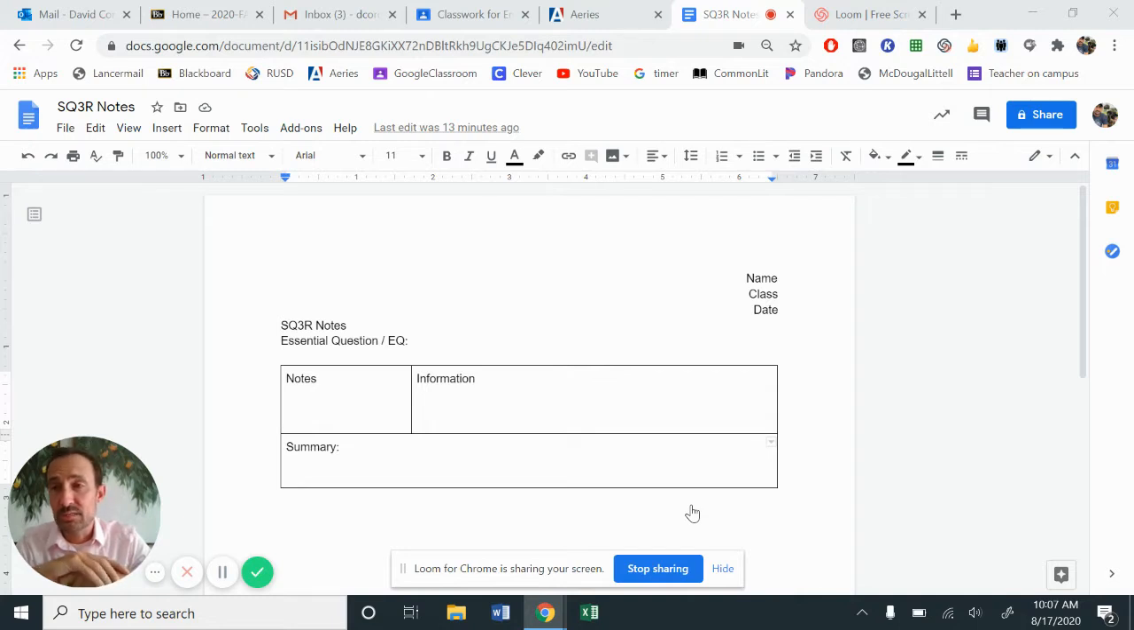If you would for me, please take a moment to get your Google Docs set up. You'll notice here that your name, class, date is in the top corner. SQ3R are going to be our notes.